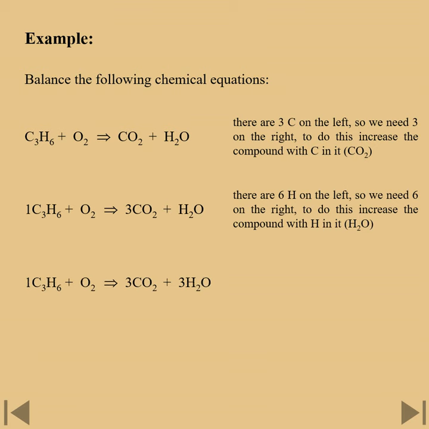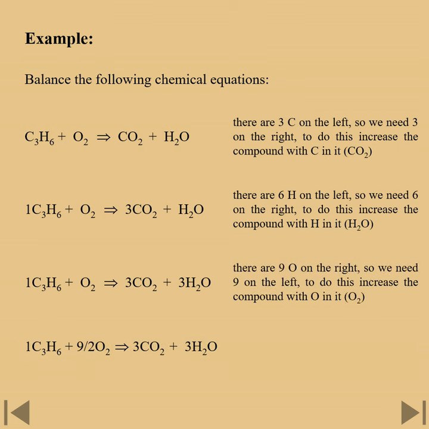And now I'm going to count my oxygens on the right, and I'm going to force the oxygen on the left to balance. So I have 3 times 2 is 6, 3 more is 9. It'd be nice if it's an even number, but if it's an odd number, I would write that number as a fraction. So how many O2s give me 9 O's? 9 halves of 2 give me 9. Now at this point, the equation is actually balanced: 3 carbons on the left and on the right, 6 hydrogens on the left and on the right, and 9 oxygens on the left and on the right.